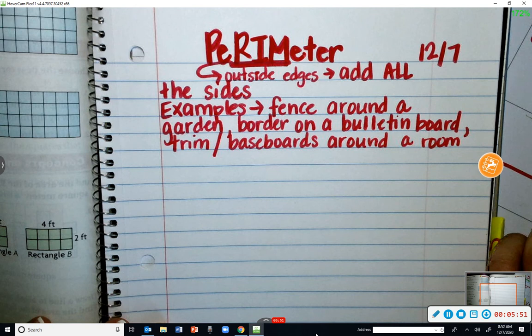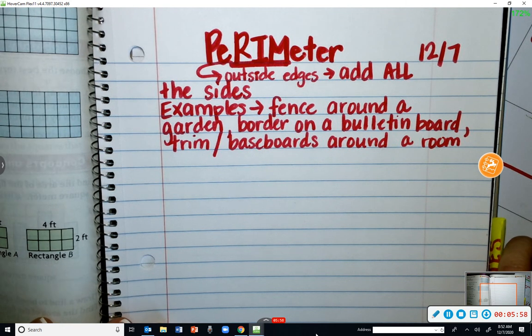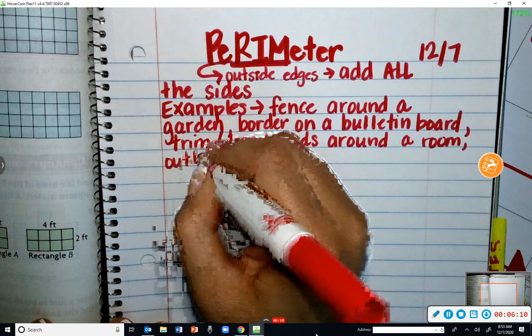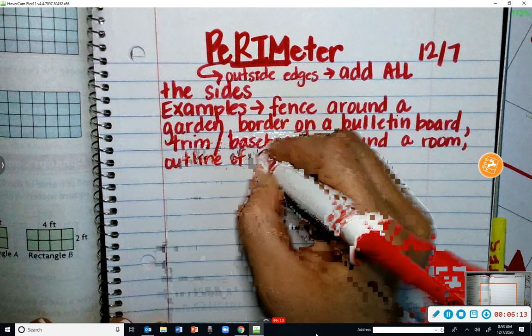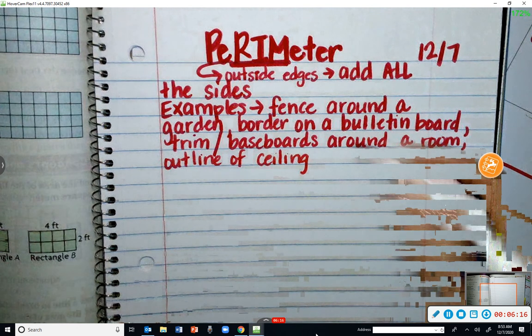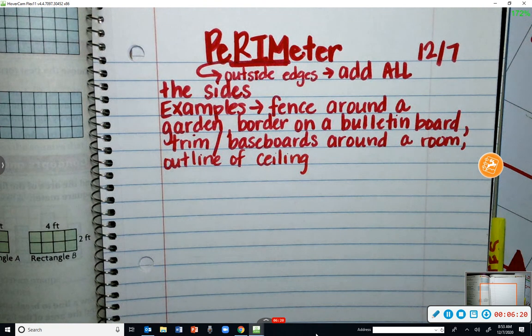Okay? You have an example, Allie? What could you find the perimeter of in real life? The roof. It has outlines. The outline of the roof, the ceiling. Okay, good. Outline of the ceiling. Okay, let's do one more thing.